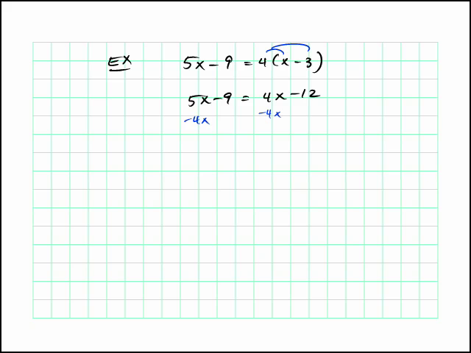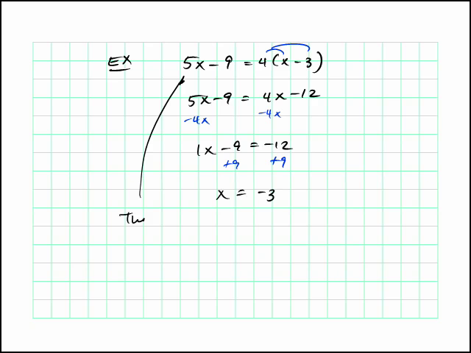One more. Okay, now if I solve this equation for x, I distribute the 4. I get 4x minus 12 on the right side. I then subtract 4x from both sides. That gives me 1x minus 9 equals negative 12. Add 9 to both sides, and I have it solved. x equals negative 3. This equation has a solution, negative 3, like most of the equations we've solved today.